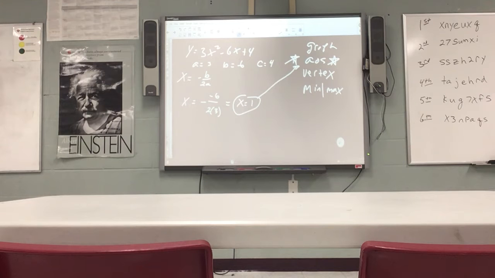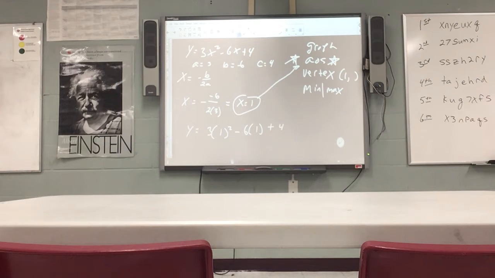Now, the vertex is always going to be on the axis of symmetry, but you don't know how high or low. So our vertex is going to be 1 comma something. So, very good. We're going to take this 1 and plug it in up there to figure out how high or low our vertex is going to be. So we're going to say y equals 3 times 1 squared minus 6 times 1 plus 4.